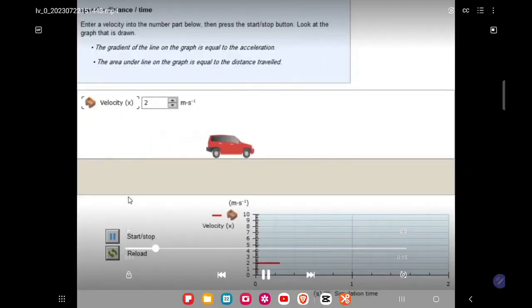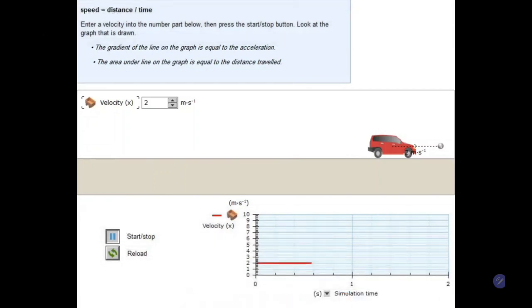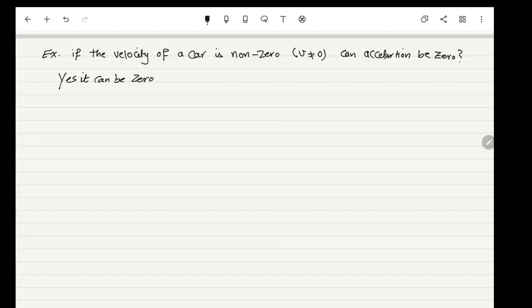In this simulation model, a car is moving along a straight line with a constant velocity equal to 2 meters per second. This curve here represents the velocity versus time interval. As you can see here, the velocity is always constant. So the slope of this line equals 0. So the acceleration in this case equals 0. So at constant velocity, acceleration actually is equal to 0.